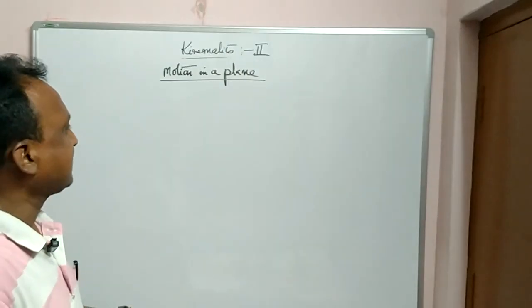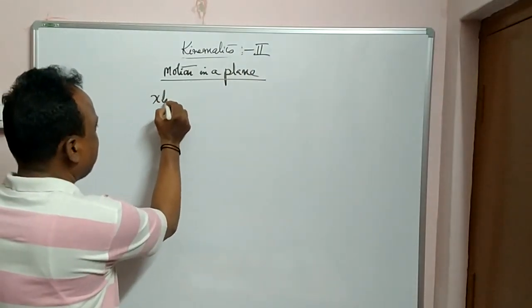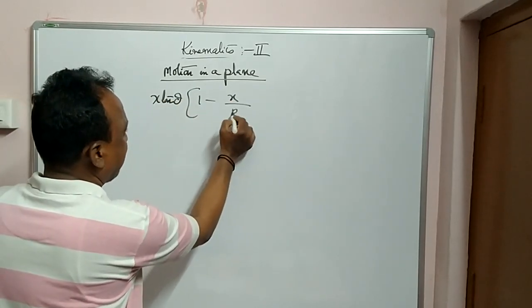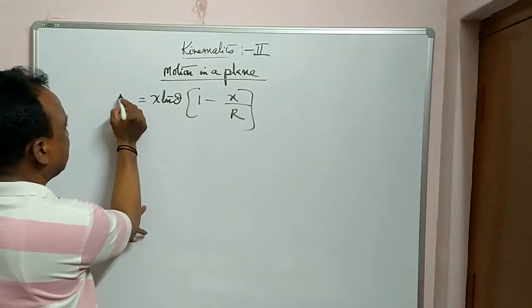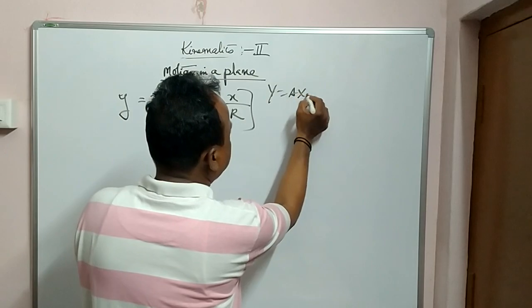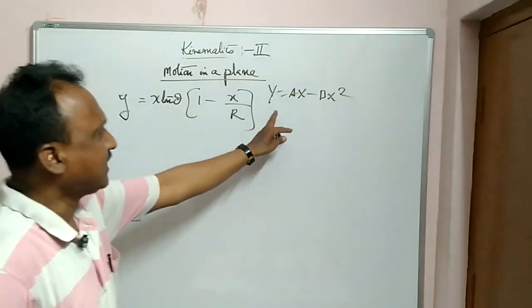Even the derivations have been done. And the last equation in projectile motion we also discussed, that is x tan theta into 1 minus x by R. This is also the last derivation, I suppose. This is nothing but y is equal to ax minus bx square. This is the equation of trajectory, that is a parabola.